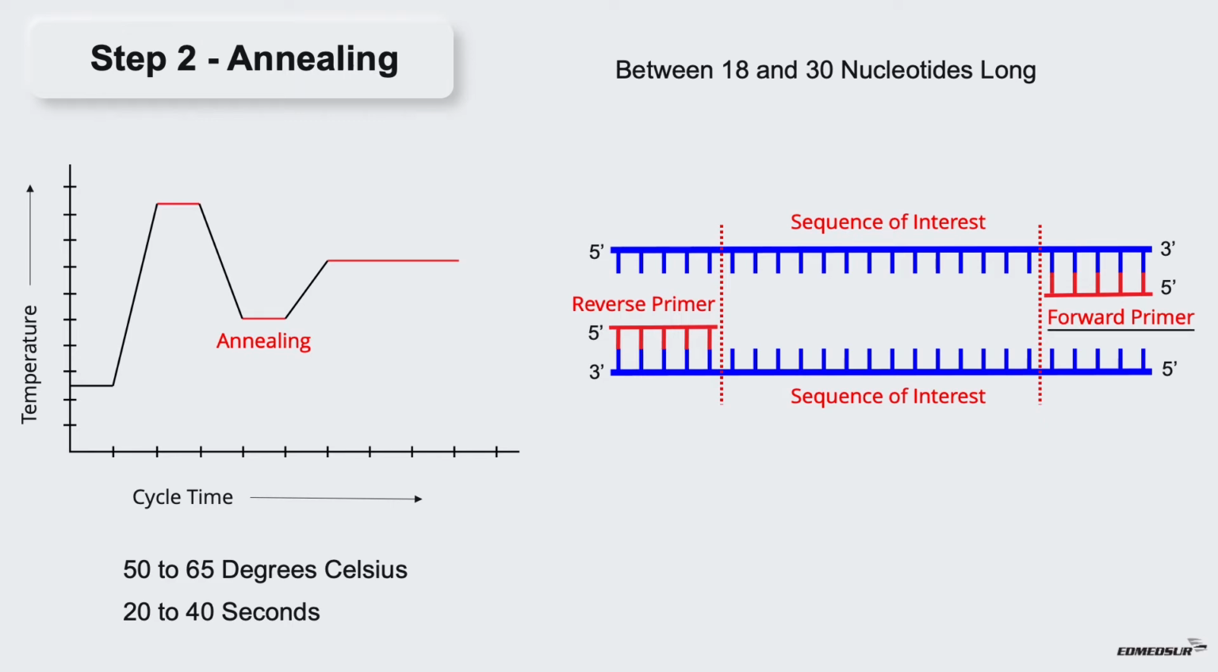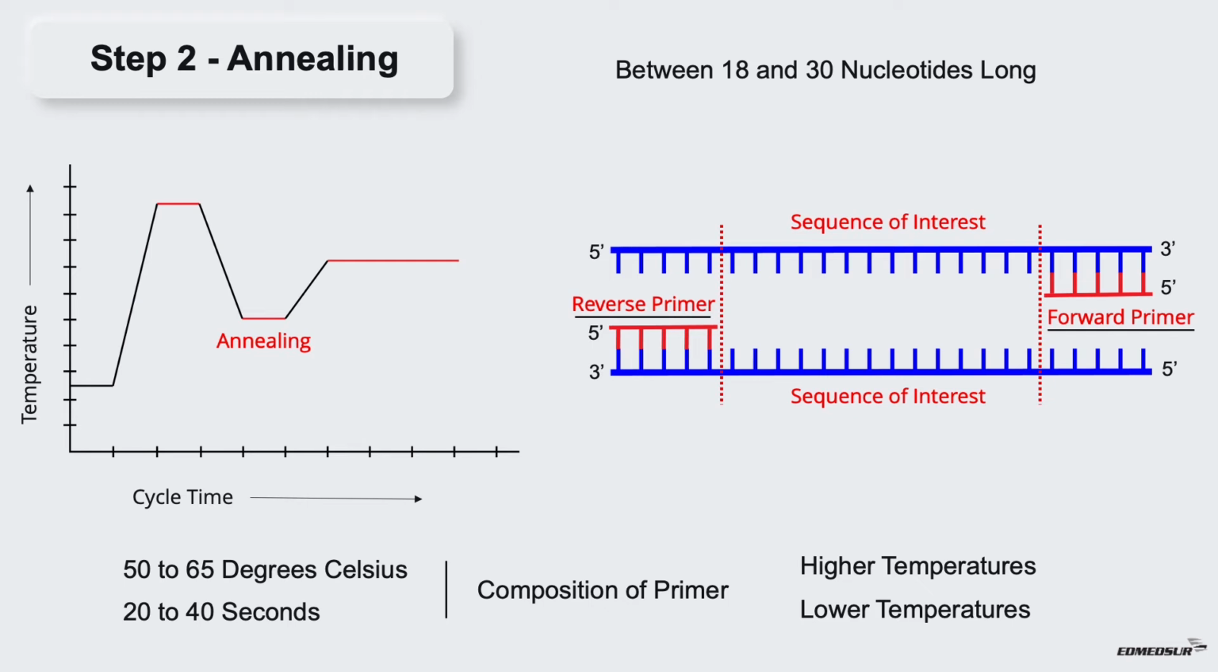Forward primer is for one strand and reverse primer is for the complementary strand. The temperature depends on the composition of the primer. Higher temperatures hamper the primer binding to the DNA, while lower temperatures allow primer to bind non-specifically to the DNA.